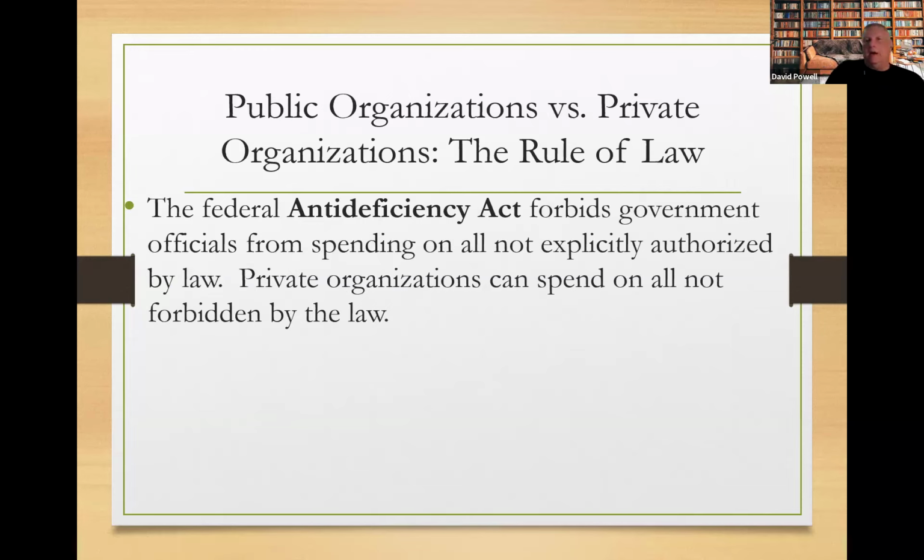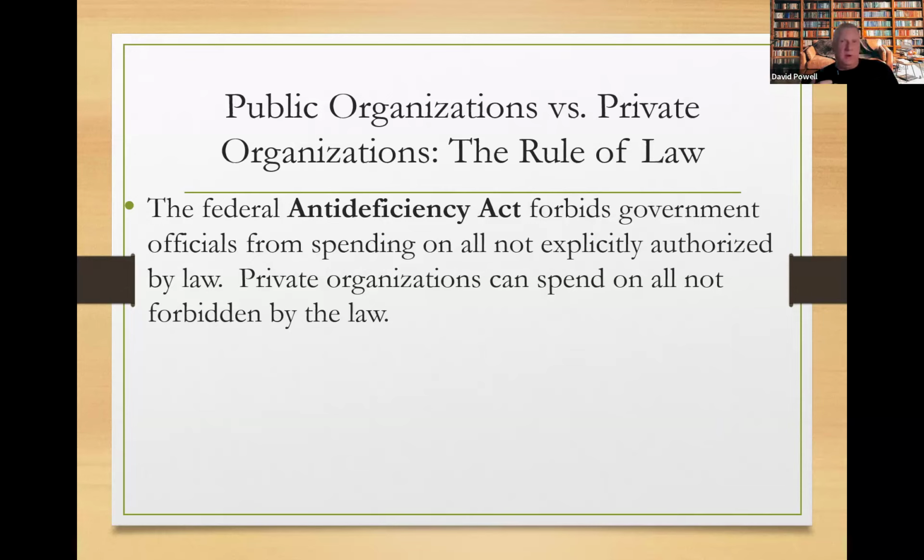Here's another interesting way of distinguishing between public and private organizations, and that's this federal law known as the Anti-Deficiency Act. The Federal Anti-Deficiency Act forbids government officials from spending on anything that is not explicitly authorized by law. Whereas private organizations can spend on pretty much anything they want as long as that is not forbidden by law. So in the public sector, we can only spend on what the law tells us we can spend on, how that money is legally appropriated. In the private sector, you can spend your money however you want, as long as how you're spending it is not forbidden and prohibited by law. So as you can see, the private sector has a lot more flexibility in terms of how they spend their money and what they spend their money on as compared to public organizations.